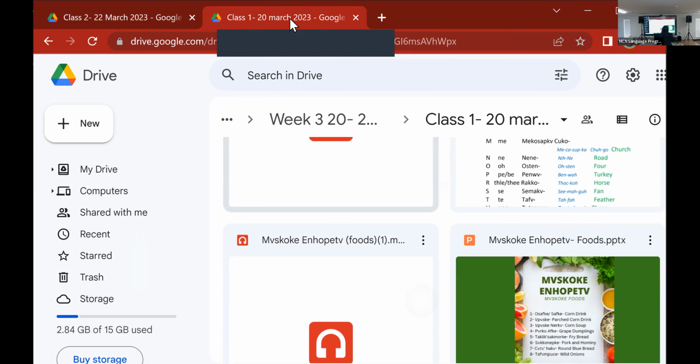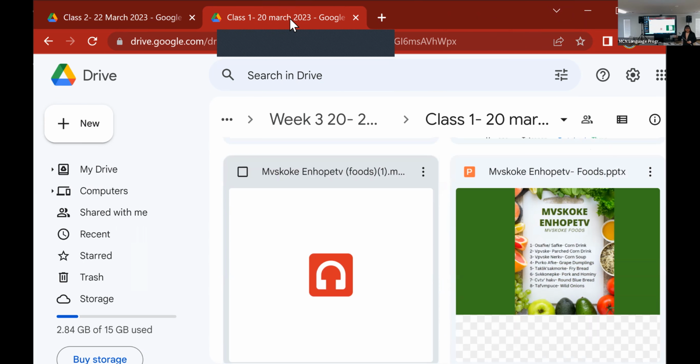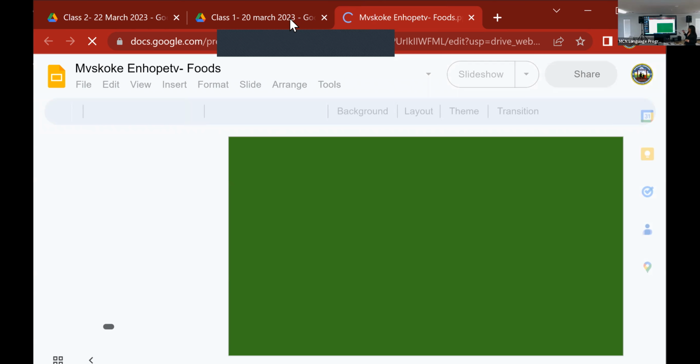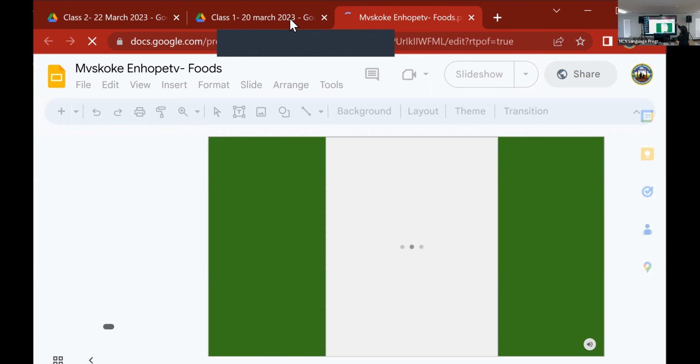And here is our foods. And these are Muscogee foods. These are native foods. We're gonna do the PowerPoint. We're gonna listen the first time and then we're gonna repeat, like we did the other PowerPoint.